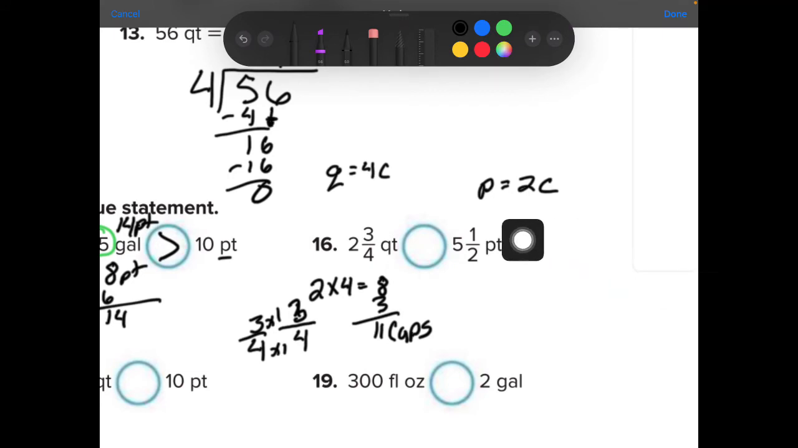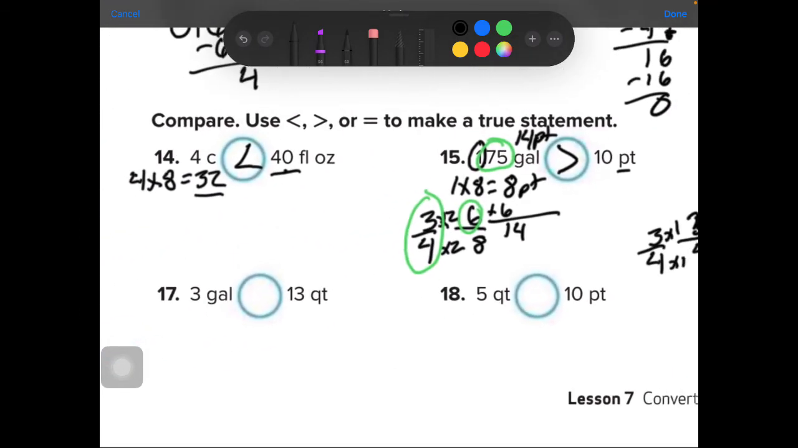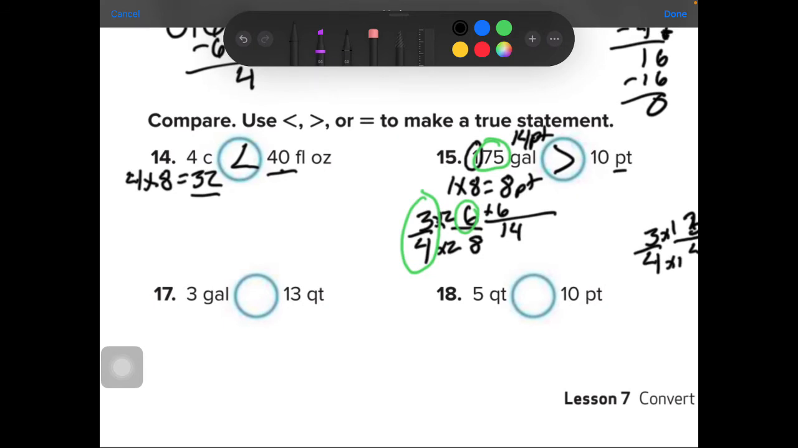Now I need to convert this one to cups. Every pint has 2 cups. This is 5.5 pints, okay? So 5 times 2 equals 10. And then I just have a half of a pint, and it's 2 cups. So half of 2 cups is just plus 1. So that's going to equal 11 cups. What do you see? 11 cups compared to 11 cups is equal. That was a lot of work just to get an equal sign. That's right, we did it.